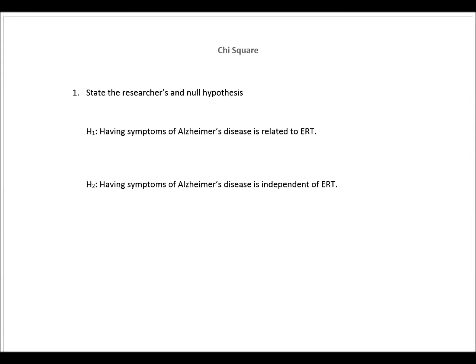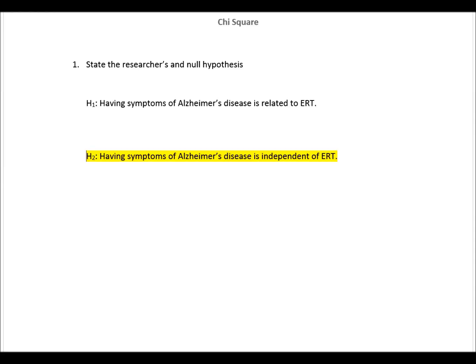So if we fail to reject the null hypothesis, that would tell us that there is no relationship between Alzheimer's disease and ERT. That is, having symptoms of Alzheimer's disease is independent of estrogen replacement therapy. Any effect we were to see in the cross tabulation from our sample data is simply due to random variation. Remember, the null hypothesis always says that any effect or relationship you see in your sample data is simply due to random variation, that the relationship does not exist in the population.